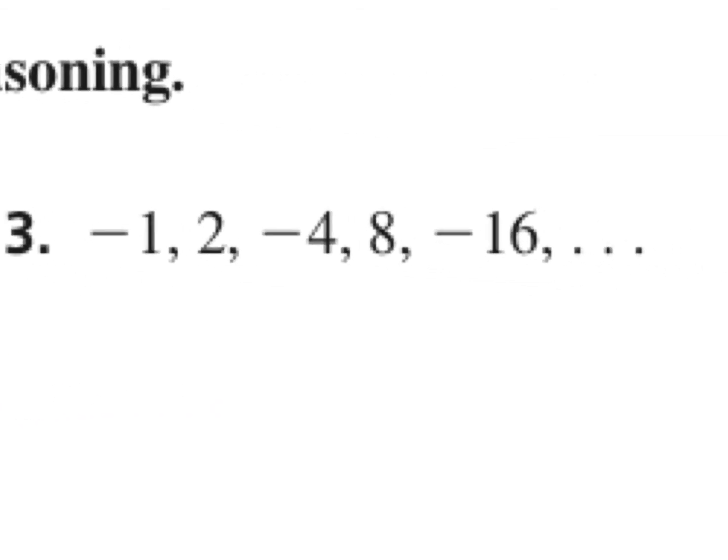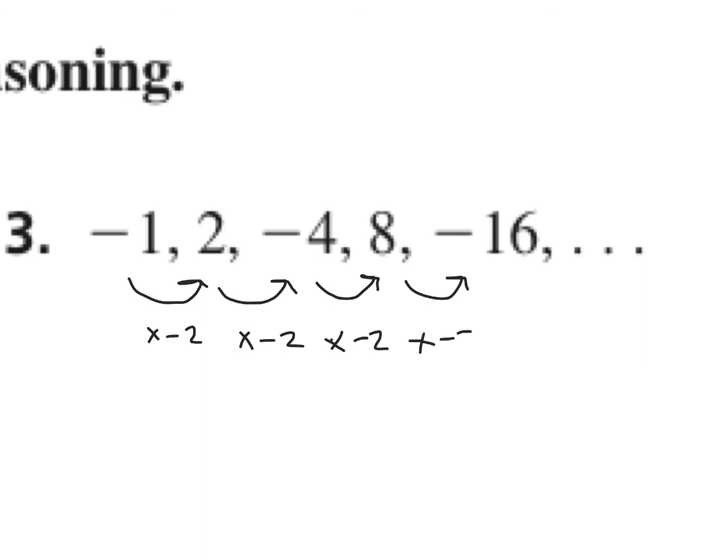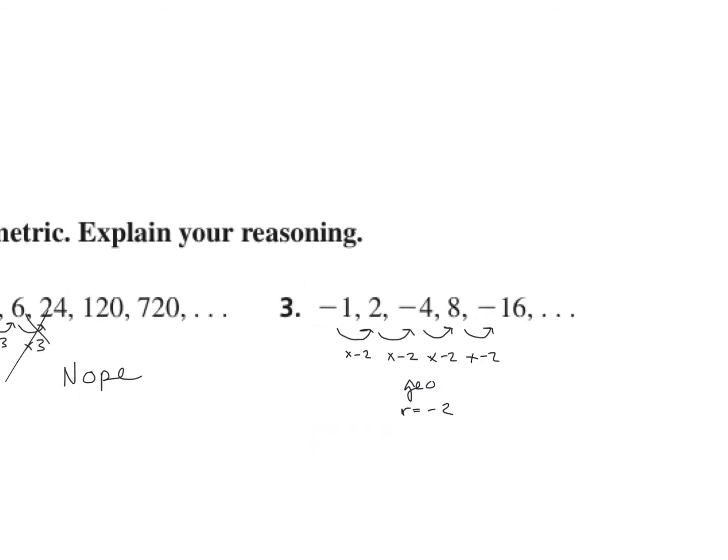And number 3, what do we multiply -1 by to get +2? -2. What about 2 to -4? -2, and -2. So is this geometric? Yes. And what's our common ratio? Common ratio is -2. Perfect. Any questions here?